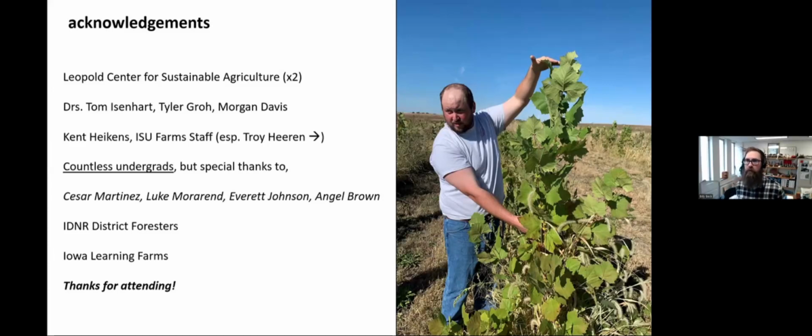Maintenance, design, really getting these trees established. That's why the mortality is so low. Honestly, it's because of Troy. Countless undergrads to thank, but Caesar Martinez, Luke Morand, Everett Johnson, and Angel Brown were really integral for this. ISU and IDNR district foresters gave me recommendations on trees, and of course Iowa Learning Farms, and y'all for spending your lunch hour with us.